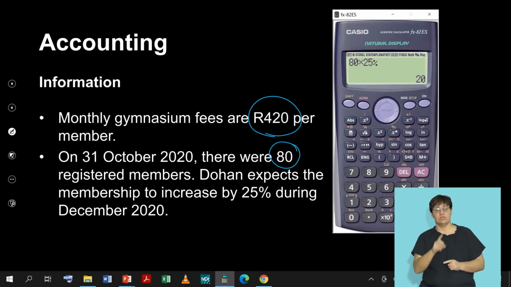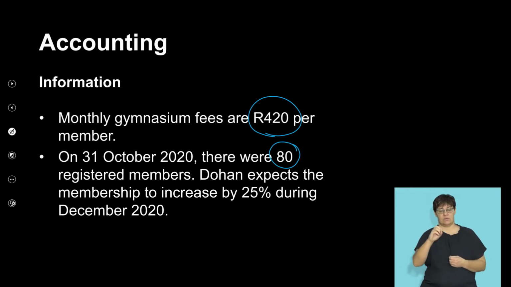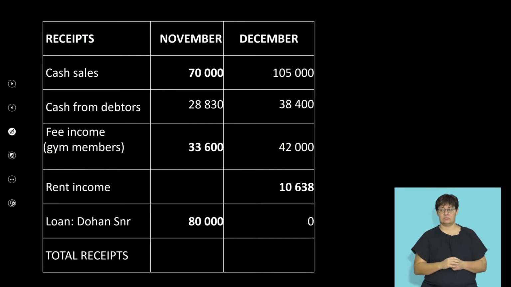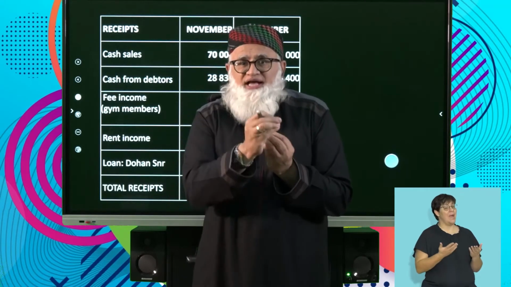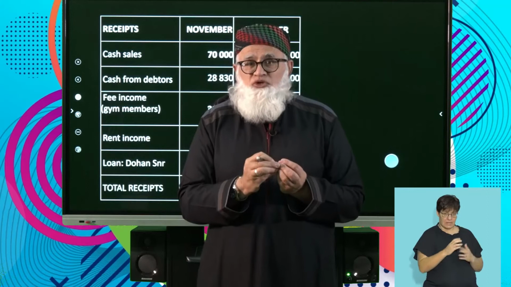So obviously, if you take that figure now, and you say 420 times 100 will give you 42,000. So clearly you can see now that there's the 42,000 that you expect to receive in December. So what have I done? I took my existing membership fees. I took the proviso that we expect them to increase by 25%.